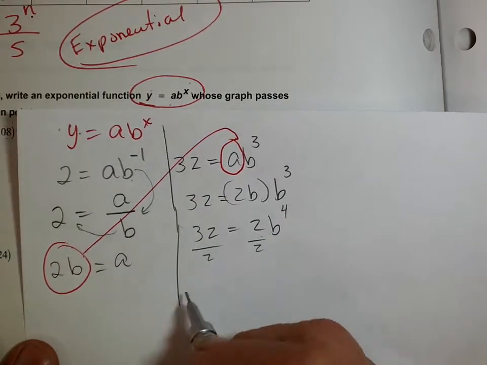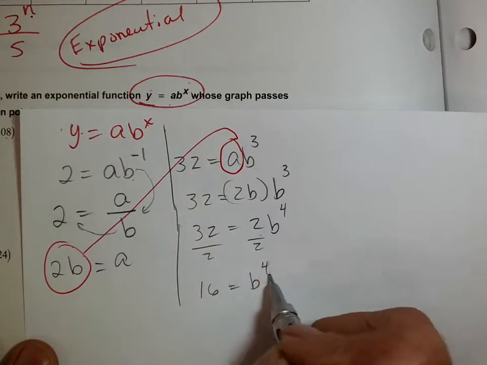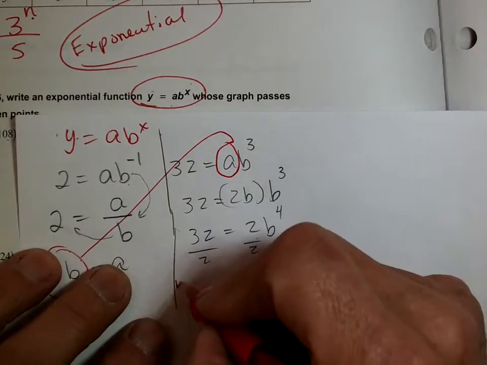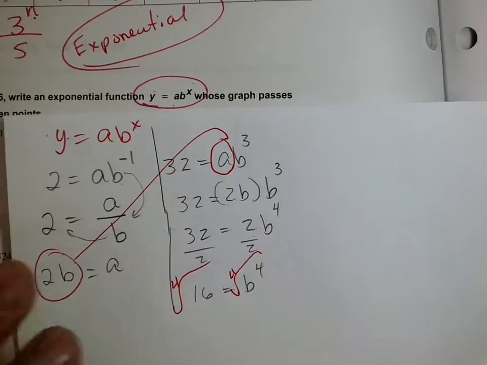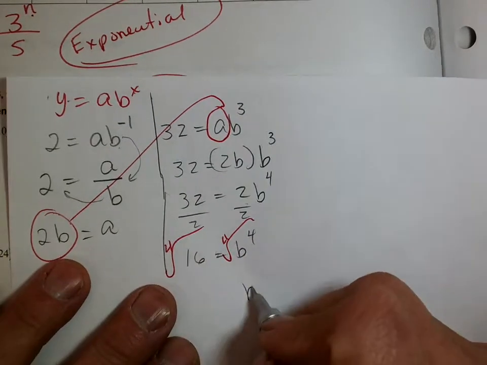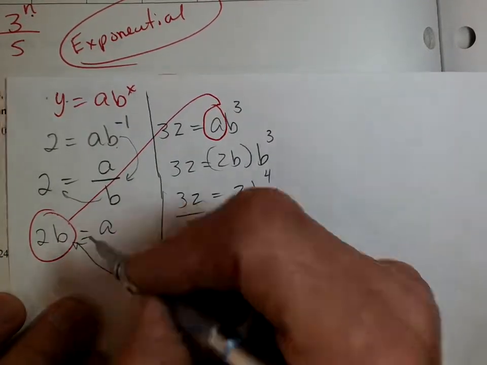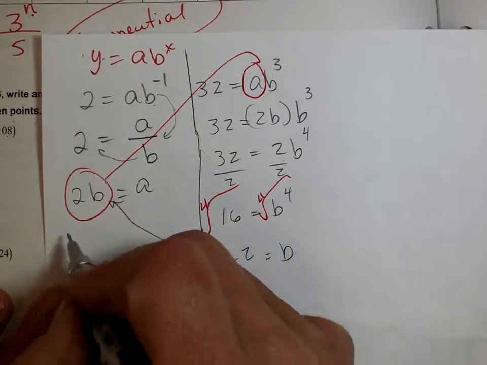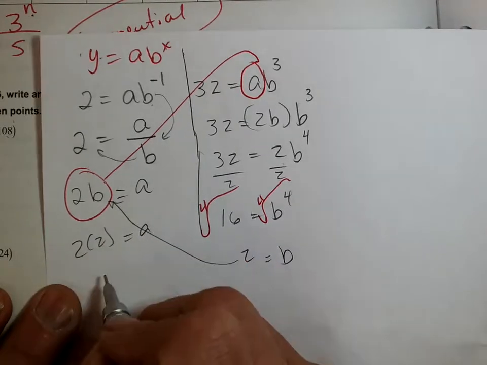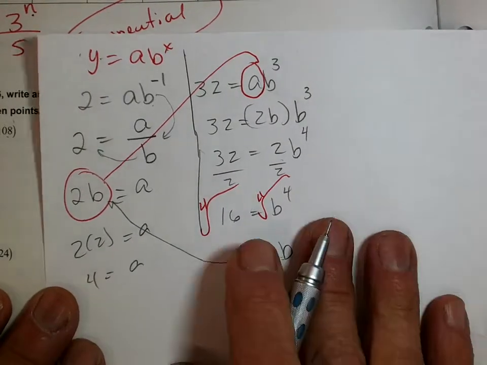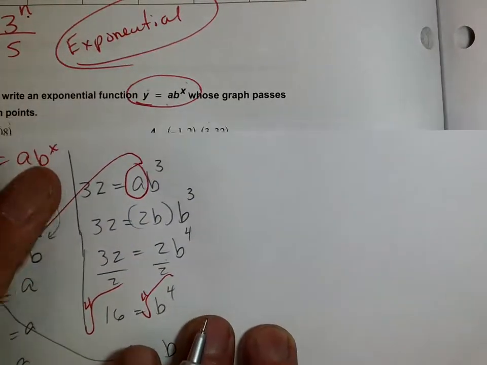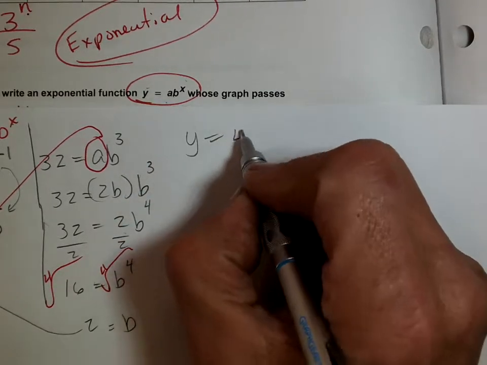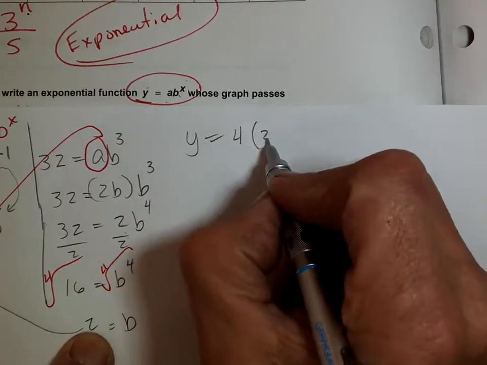Divide by 2. 16 equals b to the 4th. 4th root. What's the 4th root of 16? 2. Yes. So if b is 2, then we can find a. What's a? 2 times 2 is 4. A is 4. Okay, so we need an equation. Let's rewrite this. Our equation then is y equals, I know what a is, 4. I know what b is, 2 to the x power.